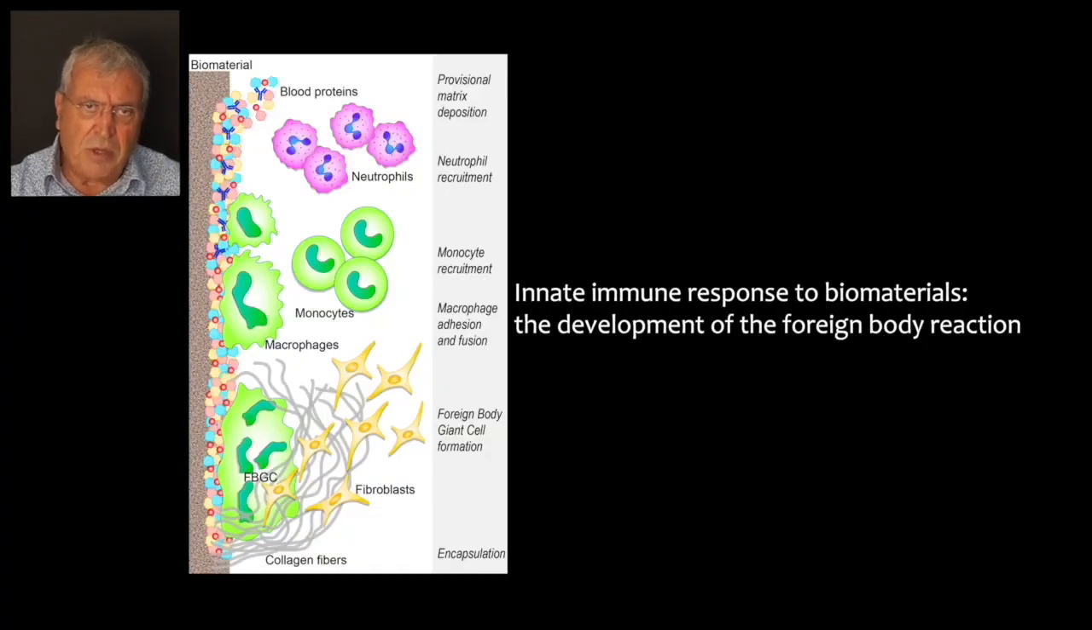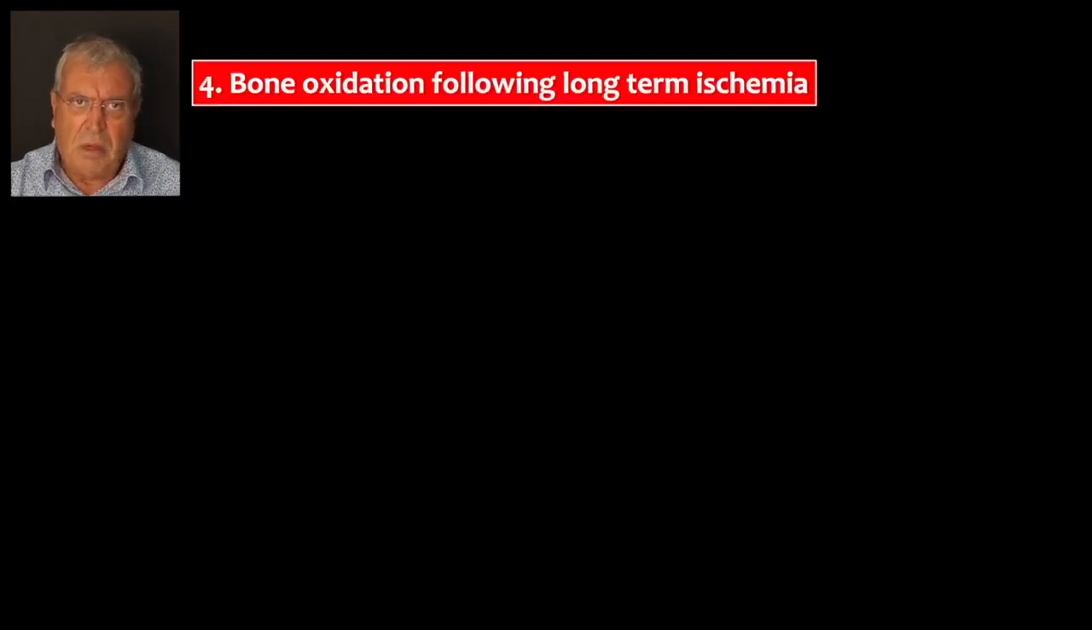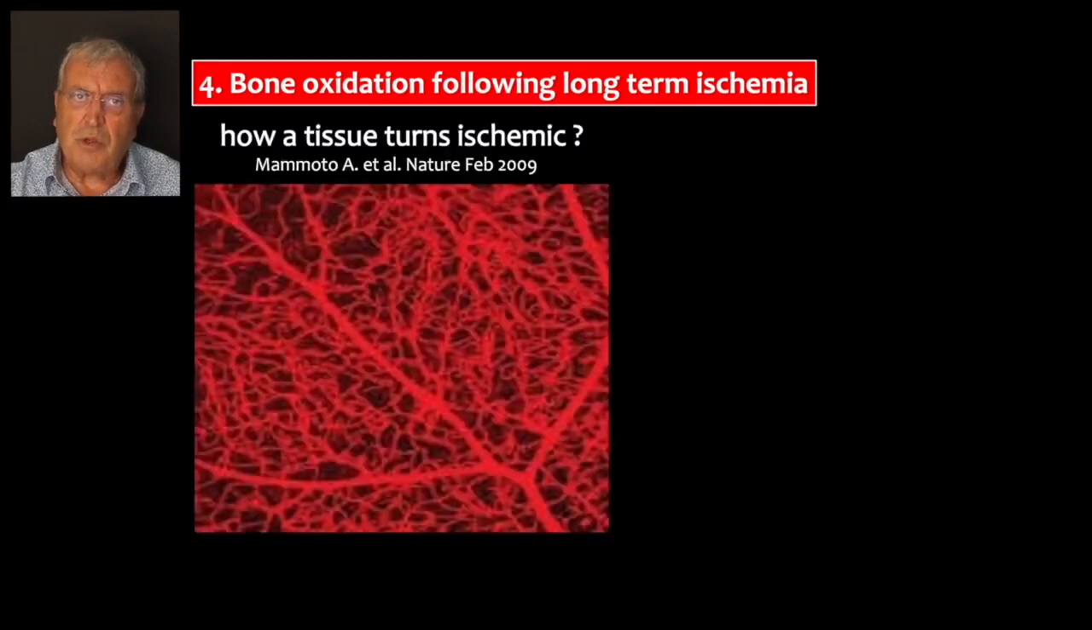The immune response is an innate immune response to biomaterial. And then we understand how encapsulation occurs with the giant cells. We meet also oxidation when we have a long-term ischemia. But how does a tissue turn ischemic?